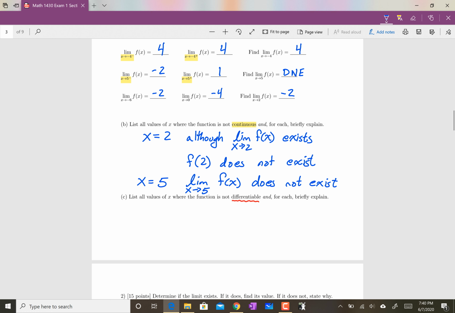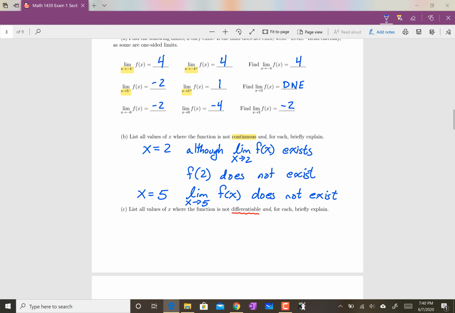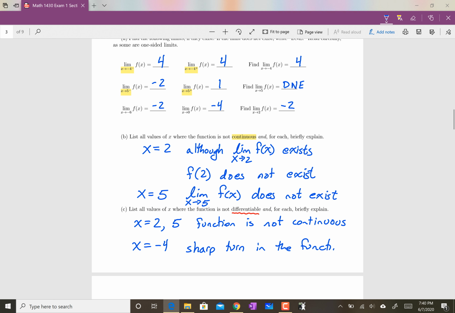So let's formally write that up. The function is not differentiable at x equals 2 and x equals 5. And the reason is the function is not continuous. We already determined above why it's not continuous at these two values. The third place we're not differentiable is at x equals -4. And our reasoning here is just that we have a sharp turn in the graph of the function. So in the next video, we're going to look at another problem on the exam, problem 2.